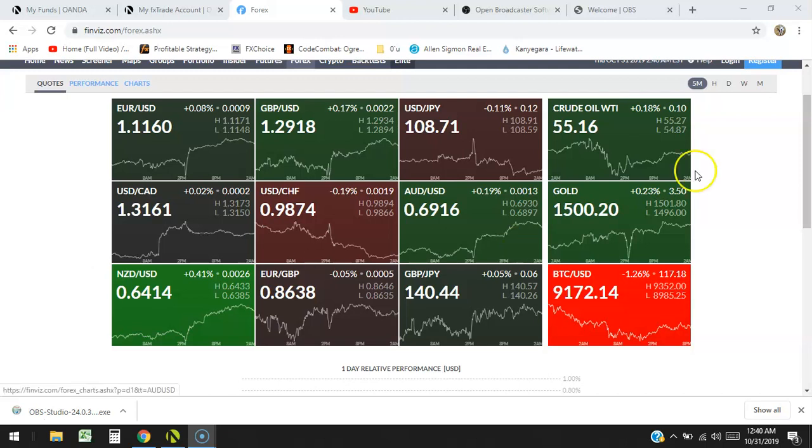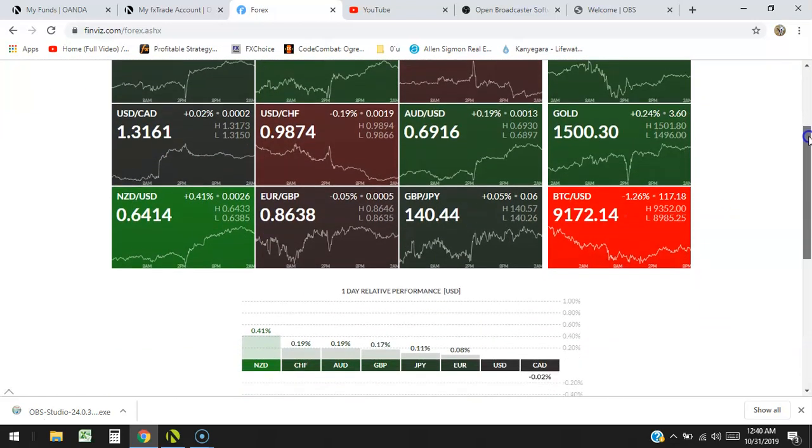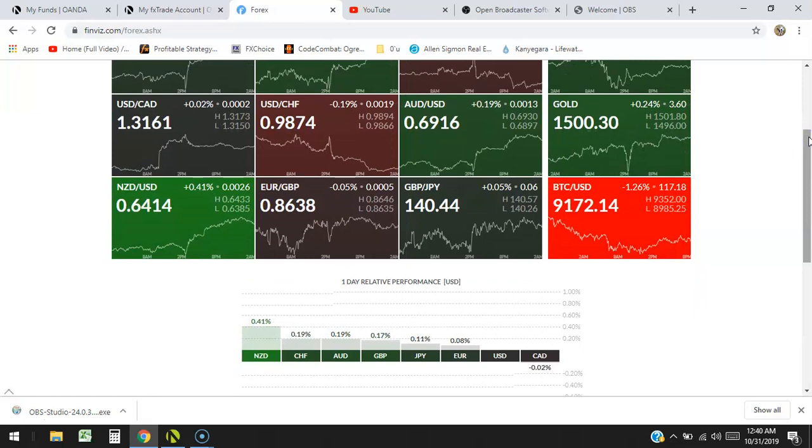The tool that I use to find a good trend is finviz.com, as you can tell here. Now there's two ways that I trade. It is trend trading, which I'll show you here in a bit with this tool, and the London Open, which we do at 1 a.m.